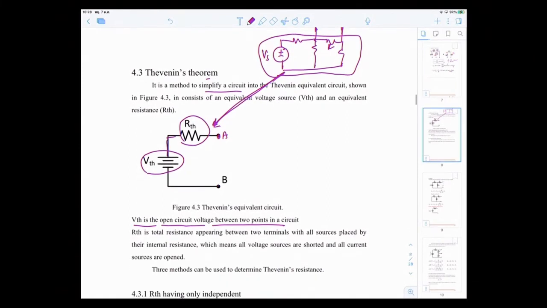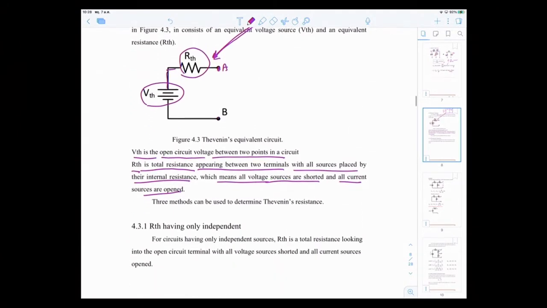RTH, the Thevenin equivalent resistance, is the total resistance appearing between two terminals with all the sources replaced by their internal resistance, which means all voltage sources are shorted and current sources are open. So you look into the terminal you are asked about, short all the voltage sources, open all the current sources, and find R total, and that becomes your R Thevenin. That's the simplest way.